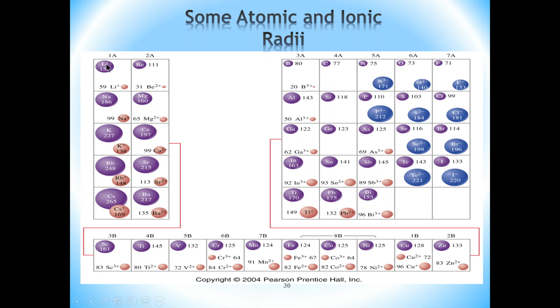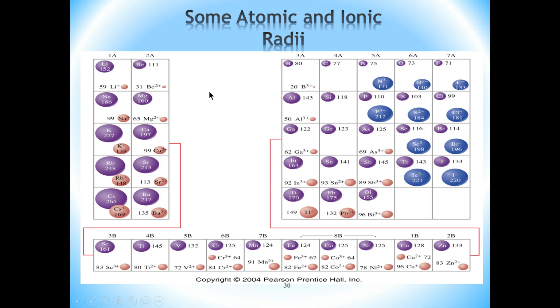And then going down the group, let's say group 1A, the atomic size increases. So for lithium, at the top of group 1A, is 152, then sodium is 186, and then it goes down to cesium, which is 265 picometers. And by the way, all these numbers here are expressed in picometers, all right?